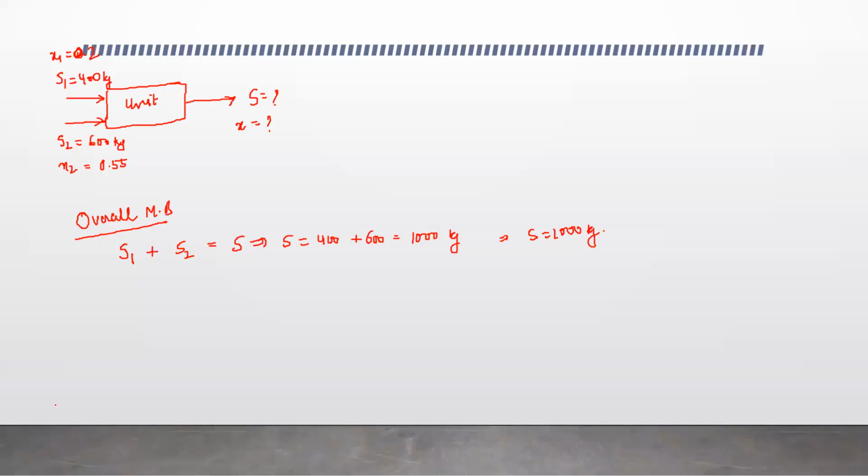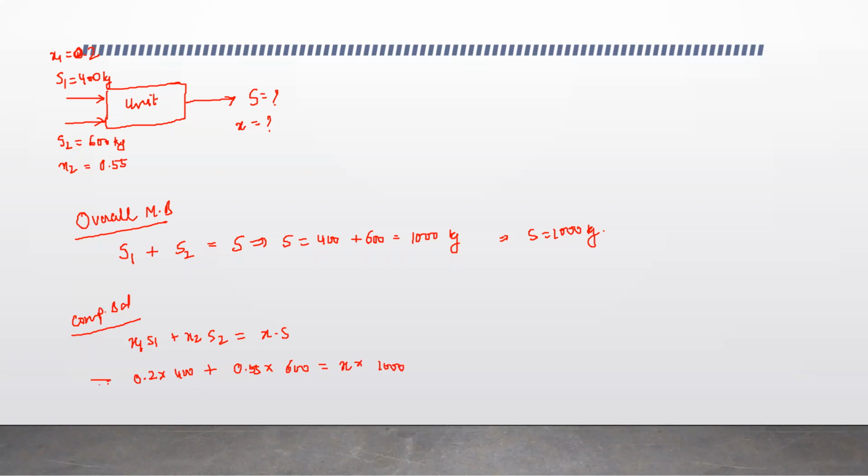So when we form the component balance equation, we are going to balance salt, right? So it's going to be x1 s1 plus x2 s2 is equal to xs. All right. Now x1 we know as 0.2, s1 is 400, x2 we know as 0.55, s2 is 600, x we don't know, and s is 1000.